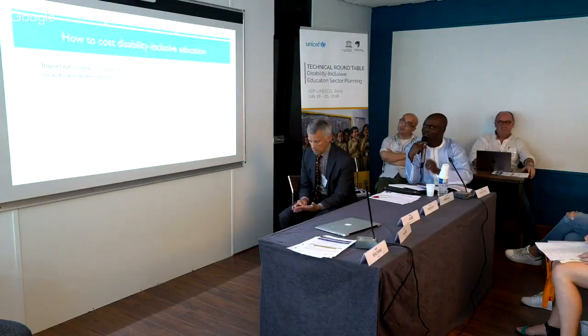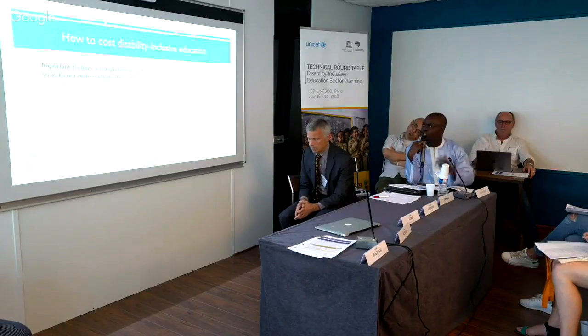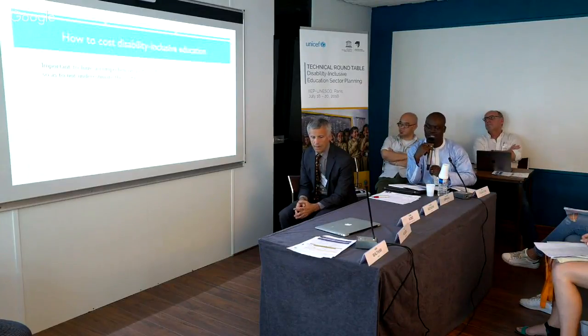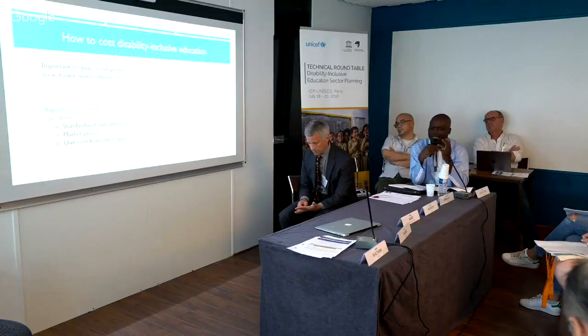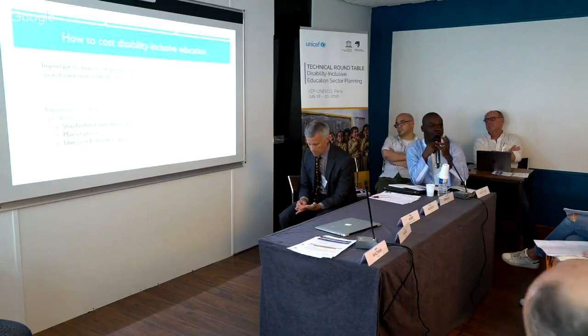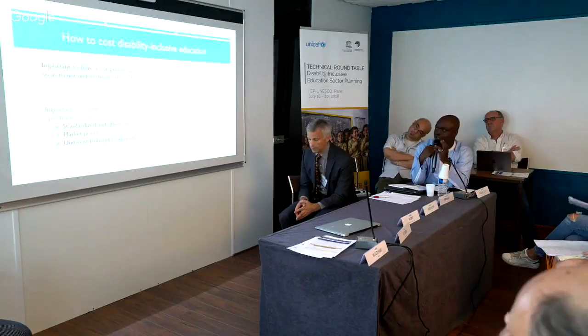What is important when doing this kind of exercise is to have a comprehensive picture of all the requirements. If we don't have a comprehensive picture of all the requirements for inclusive education, we will underestimate the cost. The costing is very important. The second aspect is to ensure that the unit cost reflects reality and takes into account context specificities. It's very important so as to make the costing reliable.